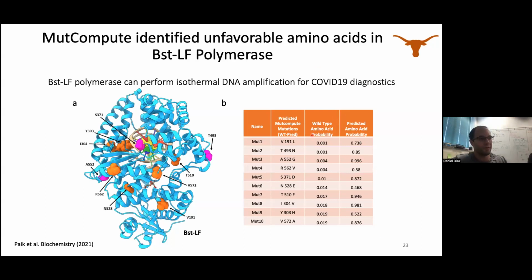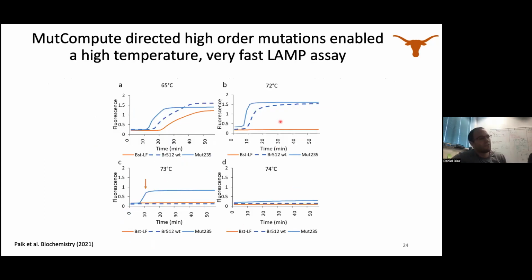So you can see here is the probability assigned to the wild type amino acid, and here's the probability assigned to the amino acid that had the highest probability. So you can see here leucine got 74%, asparagine got 85%. So we took the top 10, made them all, and then worked on combining them to improve the protein's function. And these are the results we got.